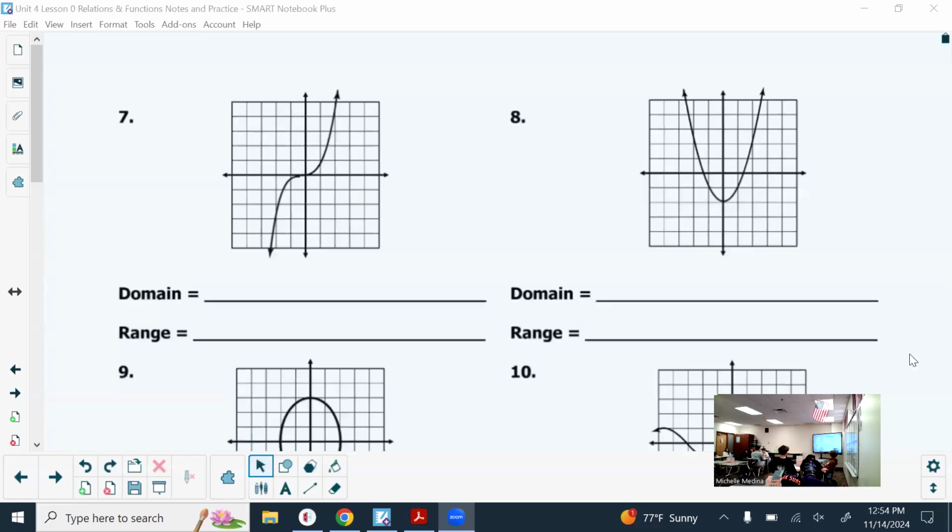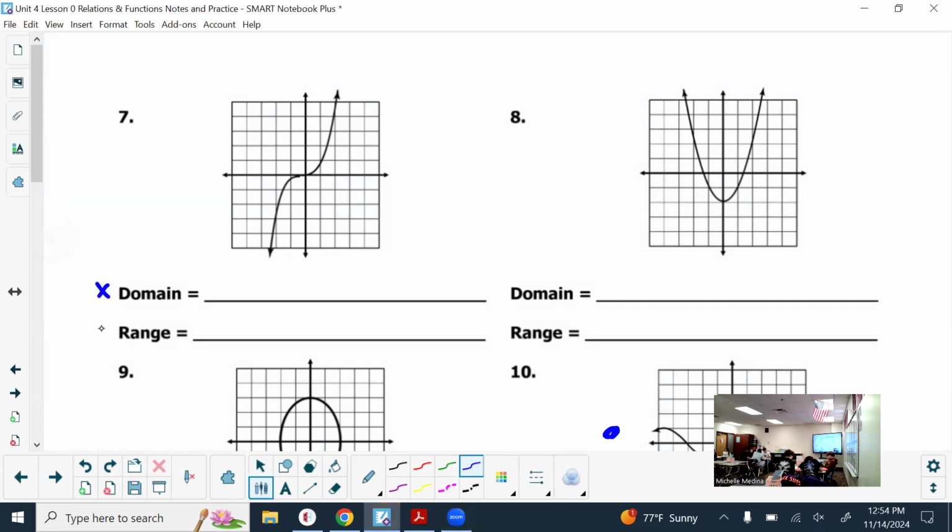But number 7, so you had to identify the domain and range. Domain is all the what in a function? All the x's. And the range is all the what? So domain, x-axis, that goes from left to right.